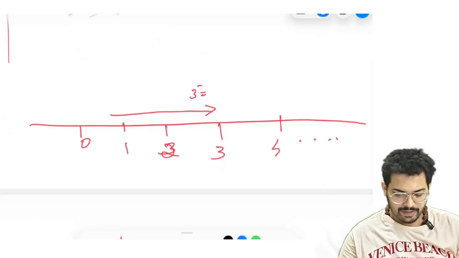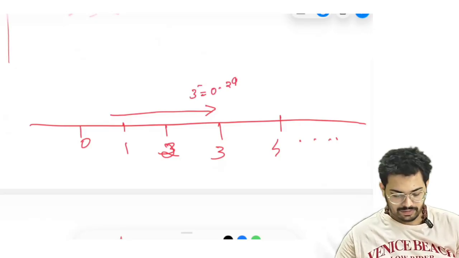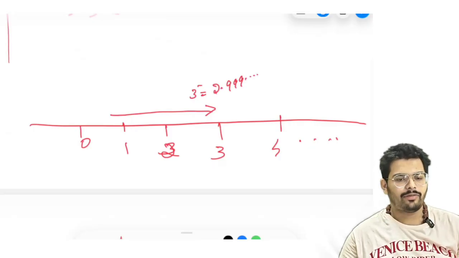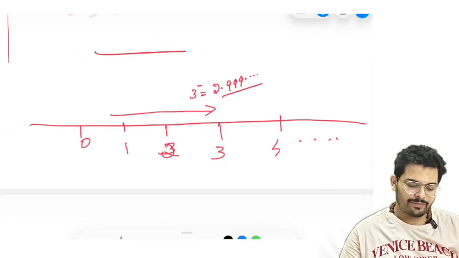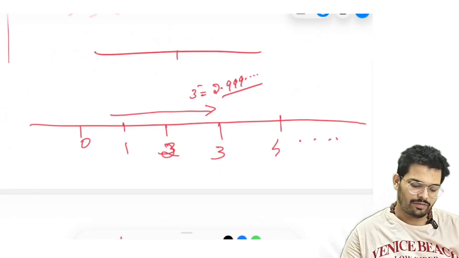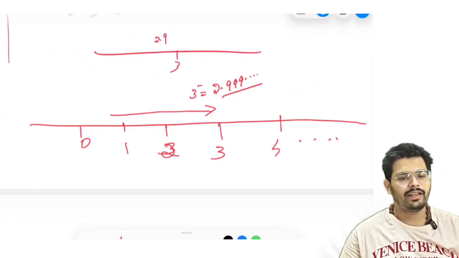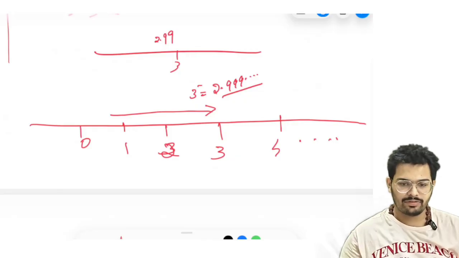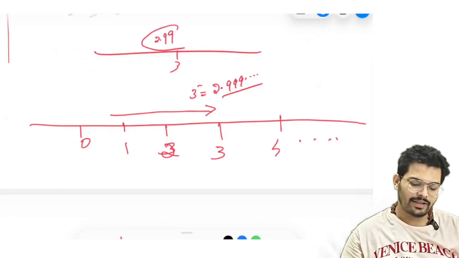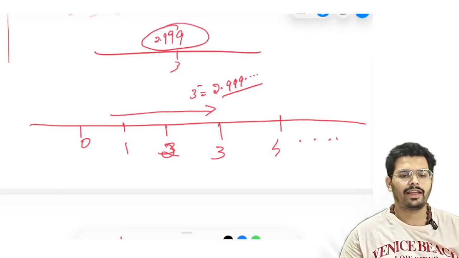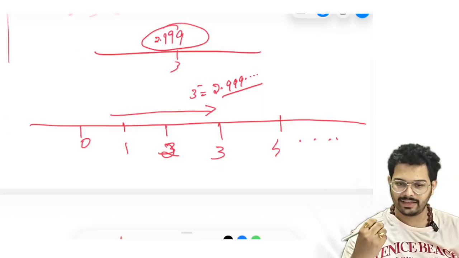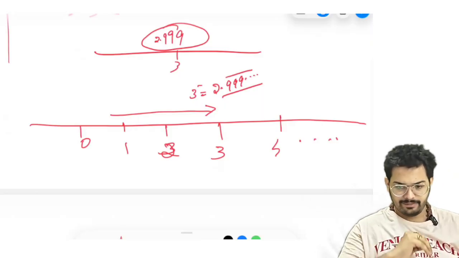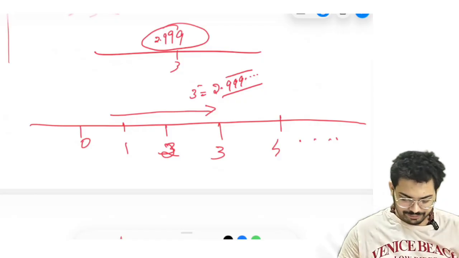Actually that value is 2.9999 bar, which means we don't know how many nines are there. Suppose I am telling this number, 2.9, is closer to 3, then there is another number, 2.99, again more closer to 3. If I am claiming this is the closest number, if I put one more 9, I can have another number. So we don't know exactly what the number is. This will be never terminating, and it will go on till infinity.